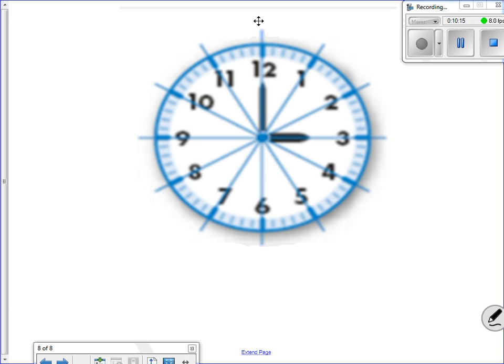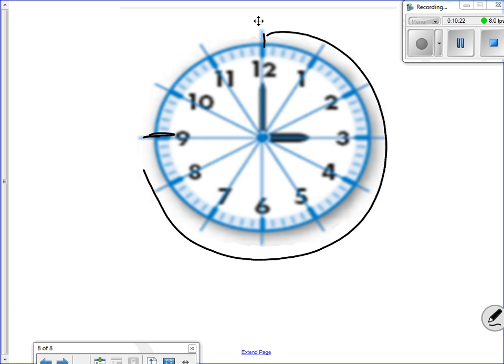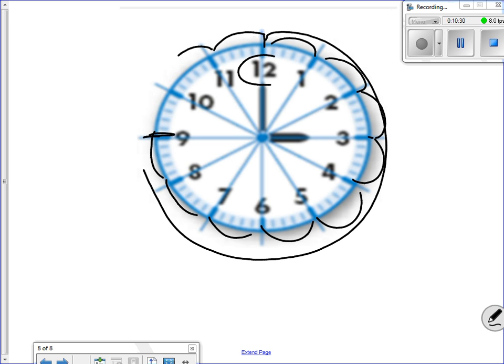Take a look here. So this 9 right here would be 45 minutes past the hour. Just keep in mind every single increment is in 5s as well. Okay? Since there's 12 of them, each one is 5, because 12 times 5 is 60. Hopefully that helped a little bit.